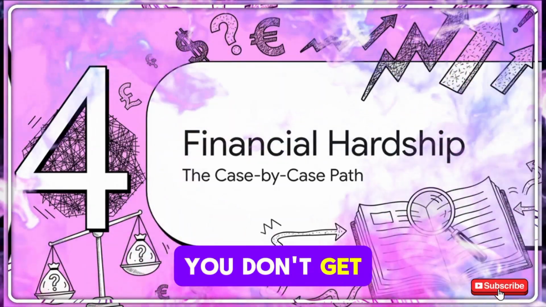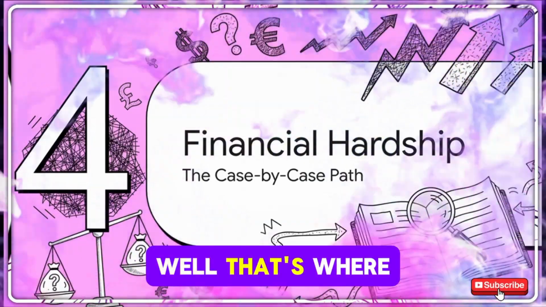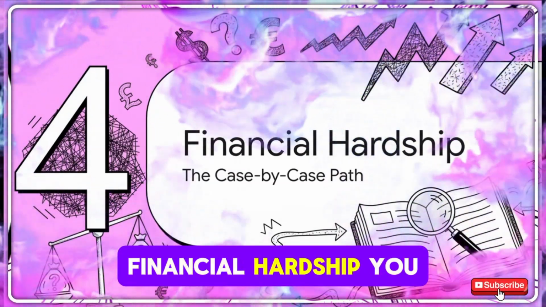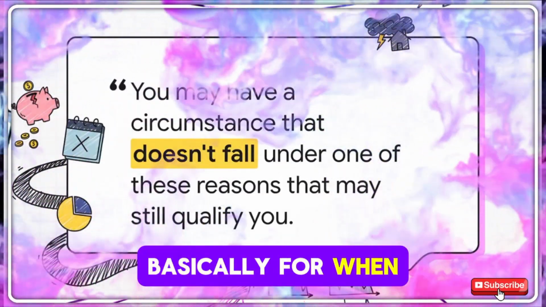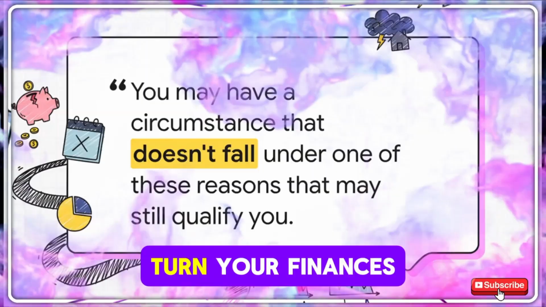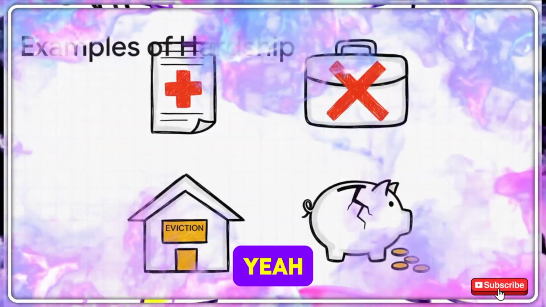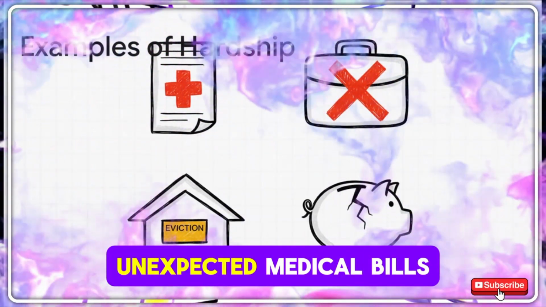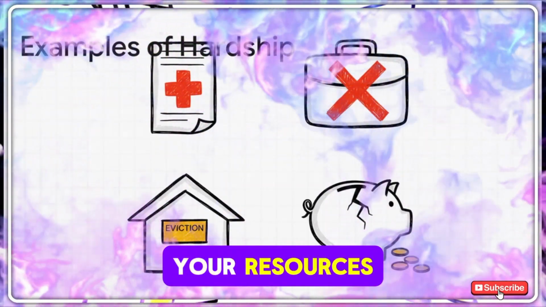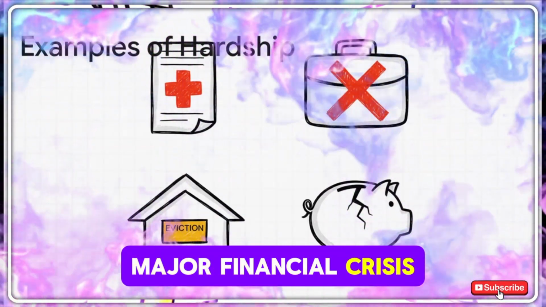So what if you don't get benefits and your income is technically above that 150% line? Well, that's where this third pathway comes in. This is the most subjective route, financial hardship. This path is basically for when life just happens. It's designed to account for those sudden, unexpected events that can turn your finances upside down, even if, on paper, your annual income looks okay. We're talking about things like getting hit with huge, unexpected medical bills, suddenly losing your job, or some other emergency that just drains your resources. The key here is that it's an unforeseen event that's created a major financial crisis for you.